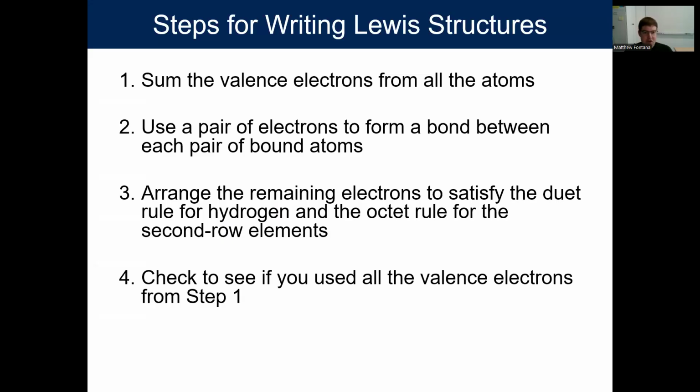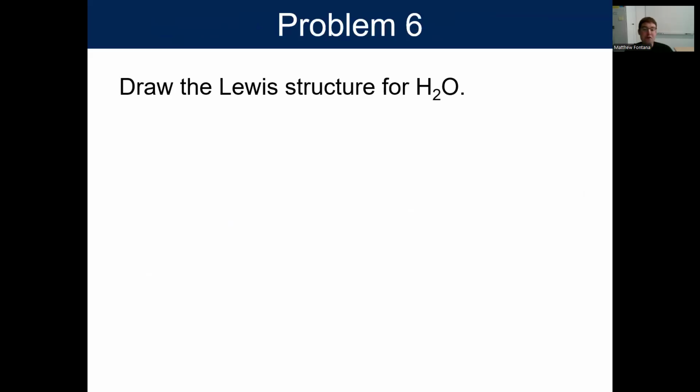There are a lot of rules you have to follow. You have to make sure you're using the correct number of valence electrons. Then you need to make sure that the atoms that need duets have duets, and the atoms that need octets have octets. We'll demonstrate that with the Lewis structure for water. I'm just going to show you what this one looks like.